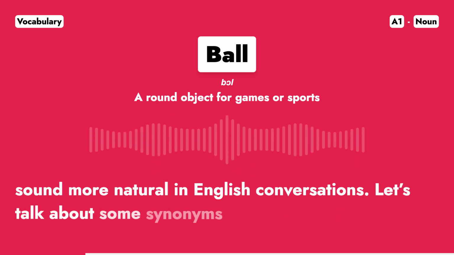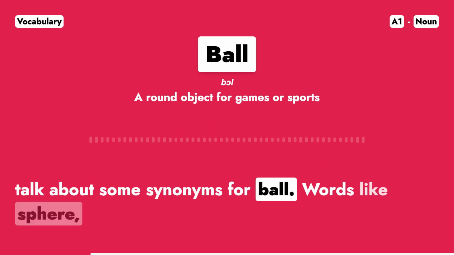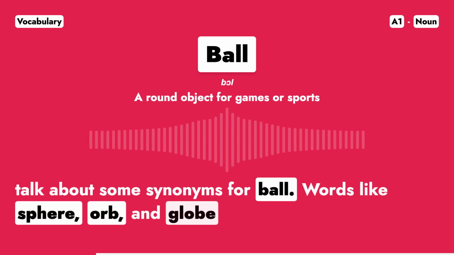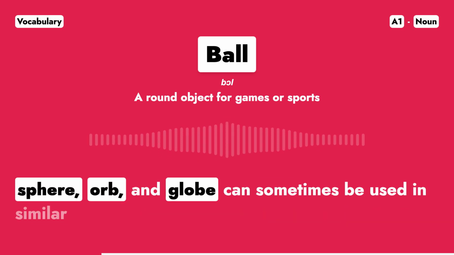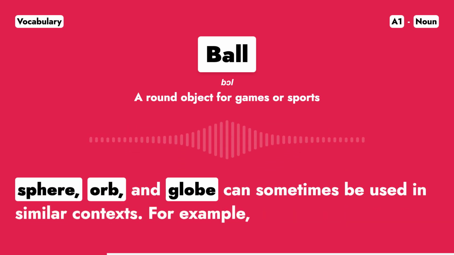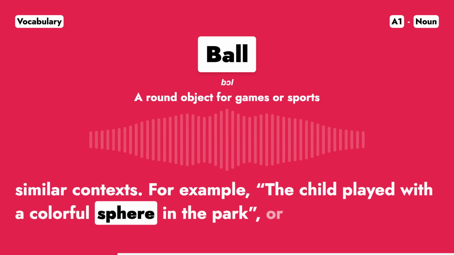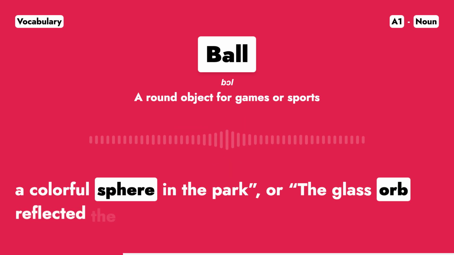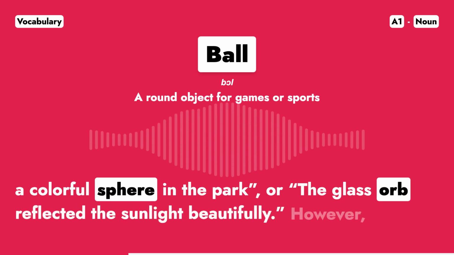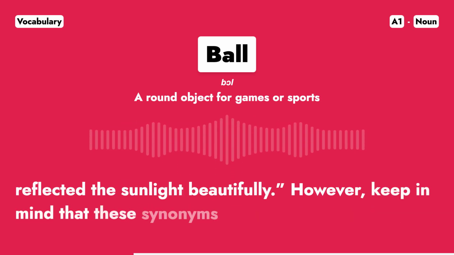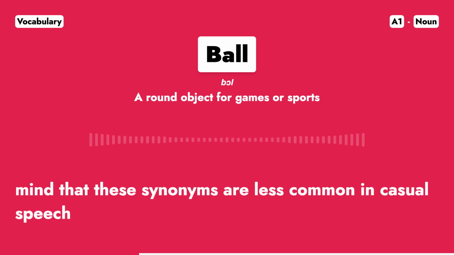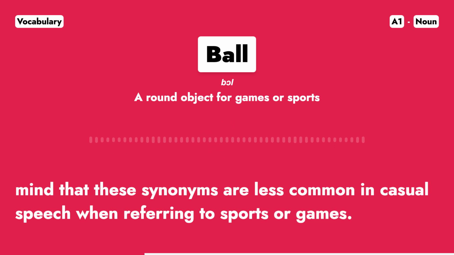Let's talk about some synonyms for ball. Words like sphere, orb, and globe can sometimes be used in similar contexts. For example, the child played with a colorful sphere in the park, or the glass orb reflected the sunlight beautifully. However, keep in mind that these synonyms are less common in casual speech when referring to sports or games.